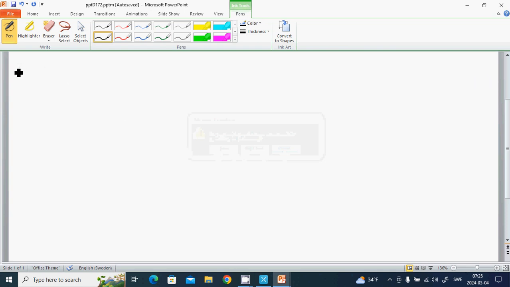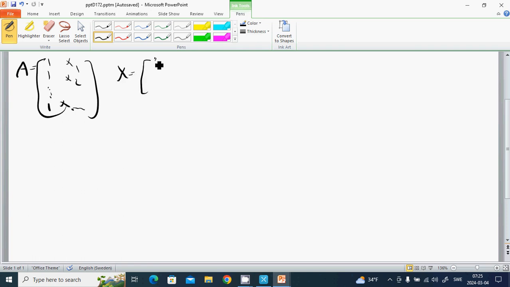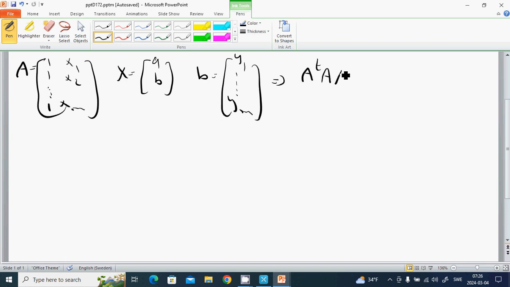We have a matrix A with rows 1, x1; 1, x2; up to 1, xm, and X is (a, b), and B equals (y1 to ym). Then we are going to have A transpose A X equals A transpose B.